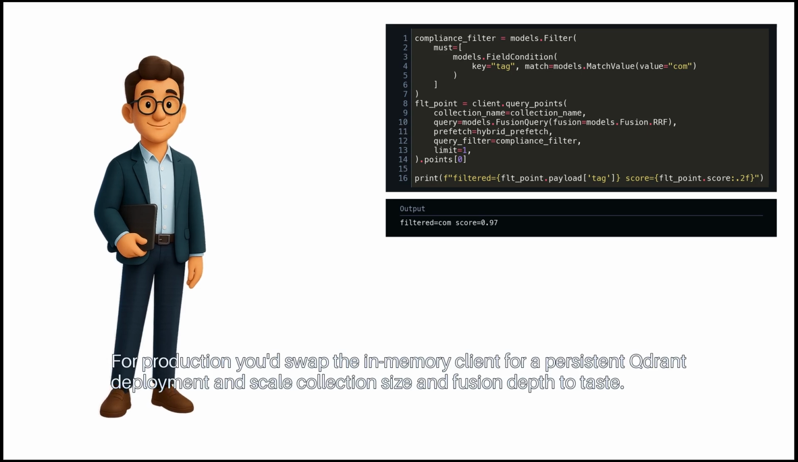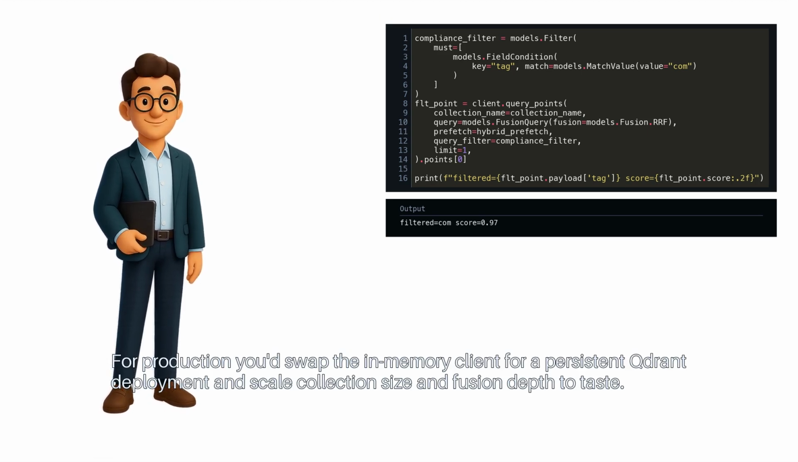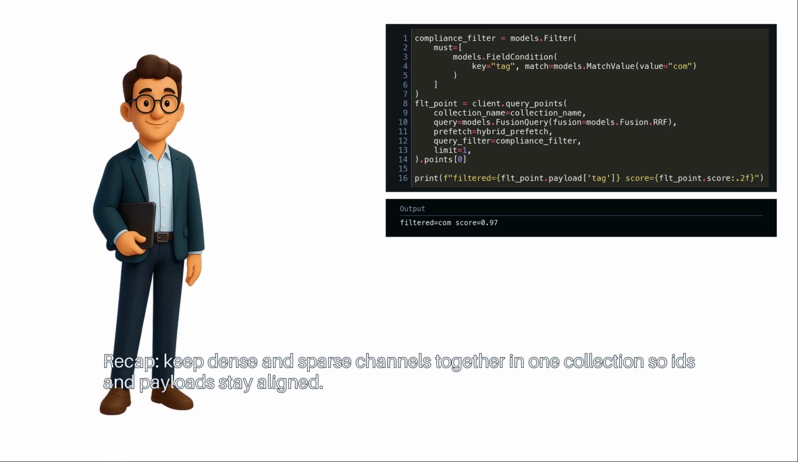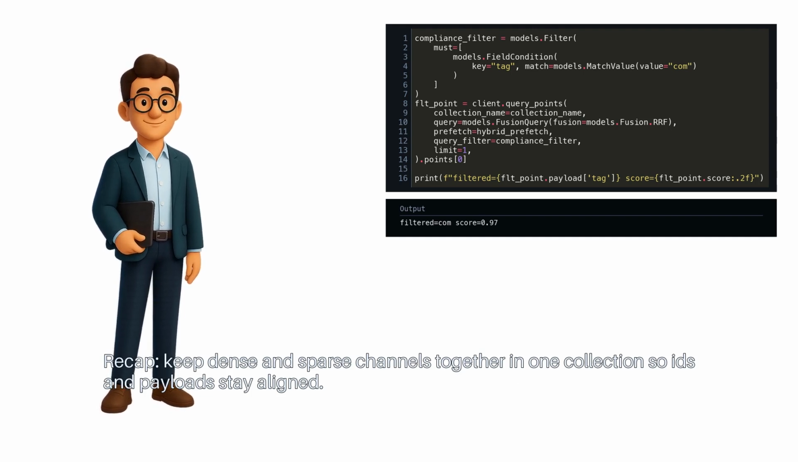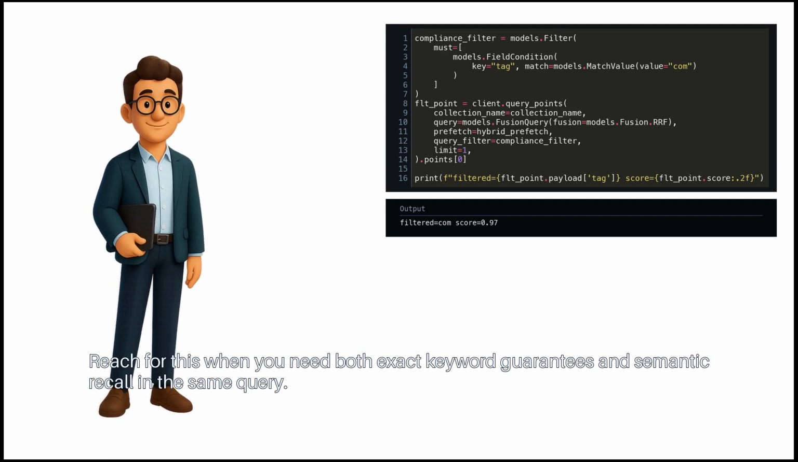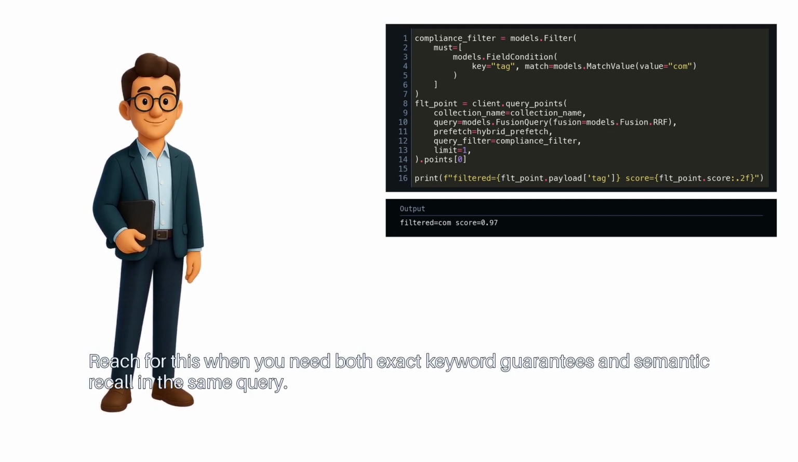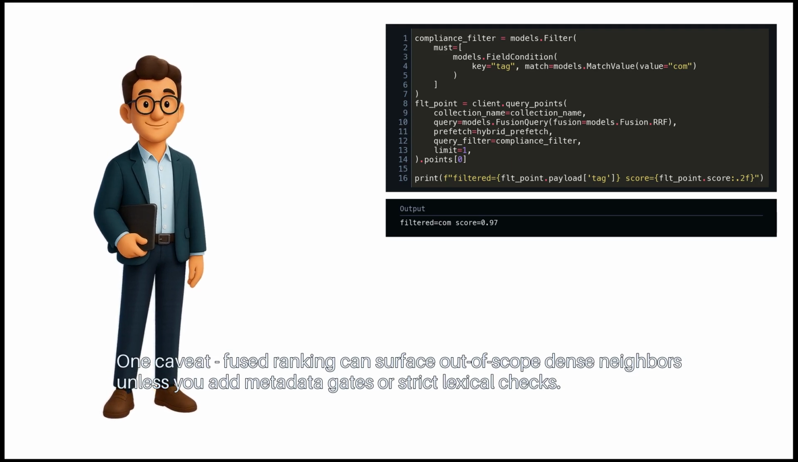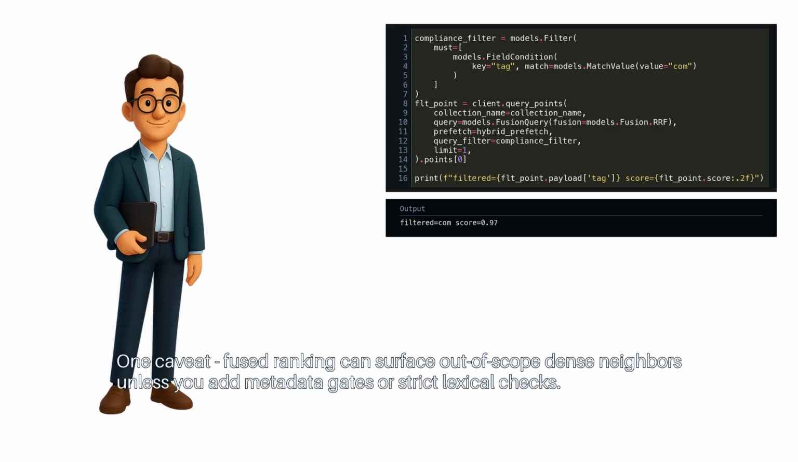For production, you'd swap the in-memory client for a persistent Qdrant deployment, and scale collection size and fusion depth to taste. Recap. Keep dense and sparse channels together in one collection, so IDs and payloads stay aligned. Reach for this when you need both exact keyword guarantees and semantic recall in the same query. One caveat: fused ranking can surface out-of-scope dense neighbors unless you add metadata gates or strict lexical checks.